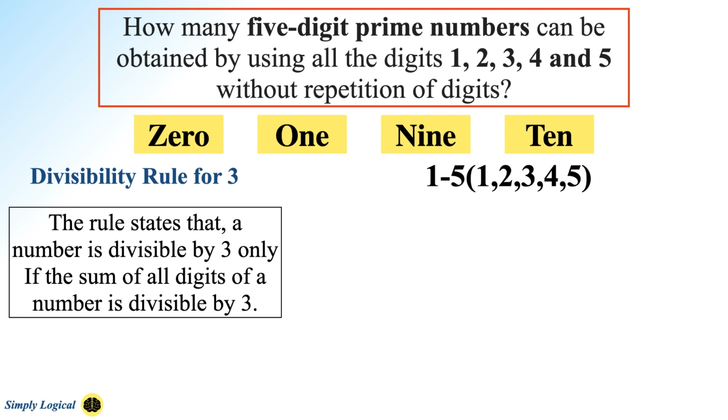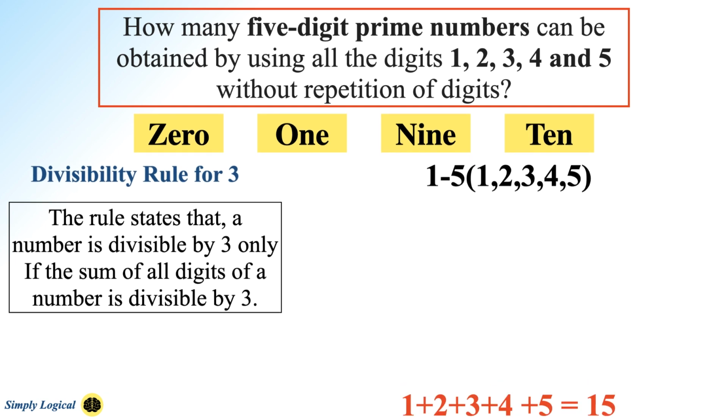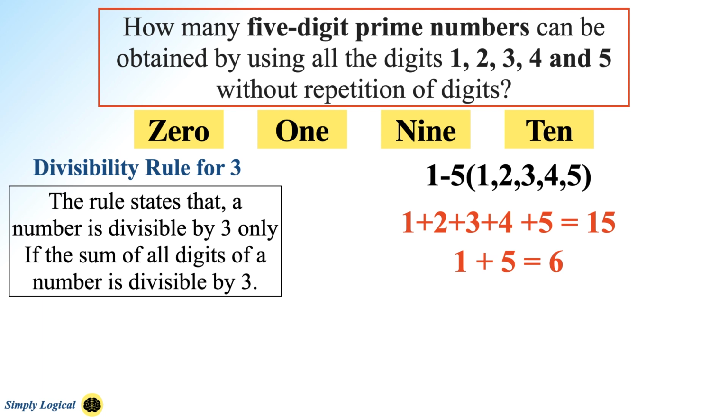I will explain why this rule is important. What we can do now is add all the numbers from 1 to 5. This is because regardless of the arrangement of the numbers in any combination, their sum remains constant. The sum of all numbers from 1 to 5 is 15, and the sum of the digits in the number 15 results in 6, that is 1 plus 5 equals 6. Since 6 is divisible by 3, regardless of the arrangement of the 5 digits from 1 to 5, in whatever way, that number will be divisible by 3.